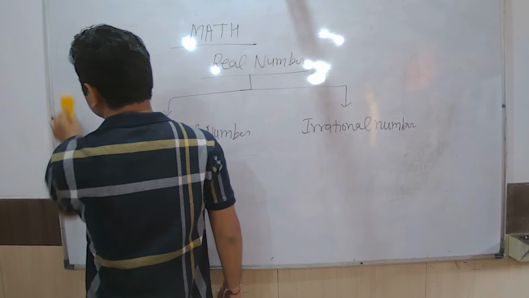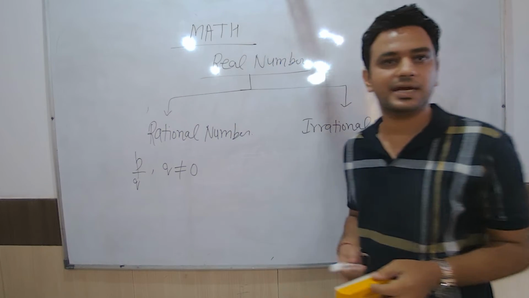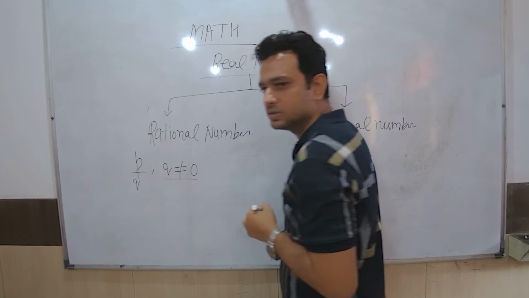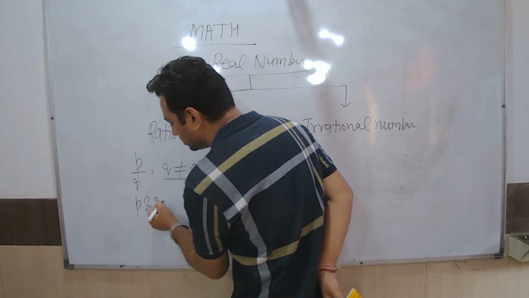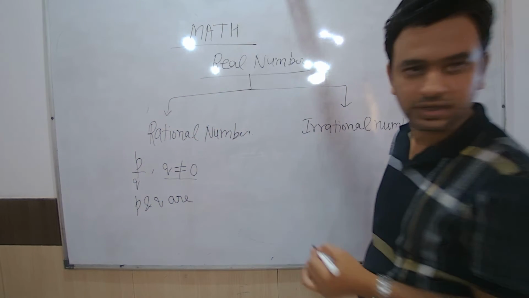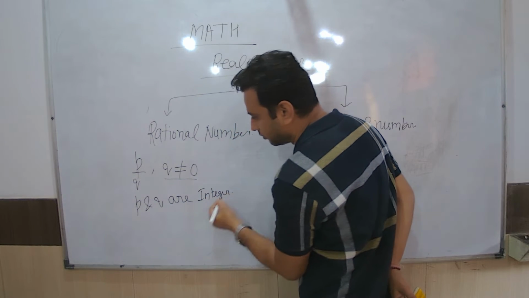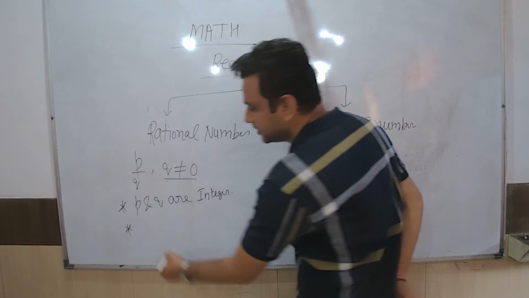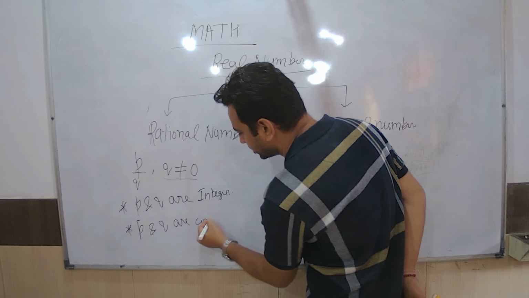So any number that can be represented in the form of p and q is called a rational number. But one condition is there, q cannot be 0. One more condition is there, p and q are integers, they should be integers actually. One more condition, can anyone tell? p and q are co-primes.